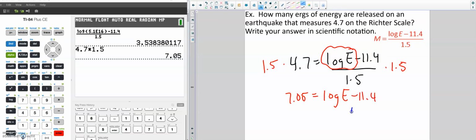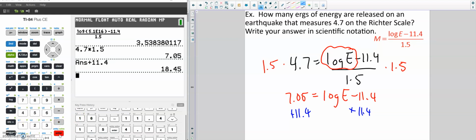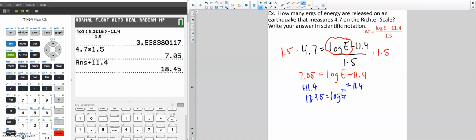Then we want to add 11.4 to both sides. So we add 11.4 to that, which is 18.45, equal to log E. With that, we can convert, or raise both sides to the 10th power, however you want to think about it. Because this is base 10, this is really 10 to the 18.45 is equal to E.